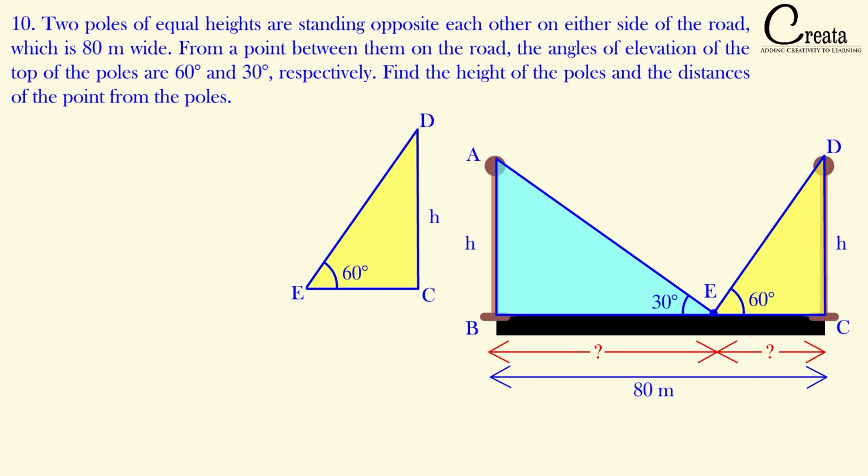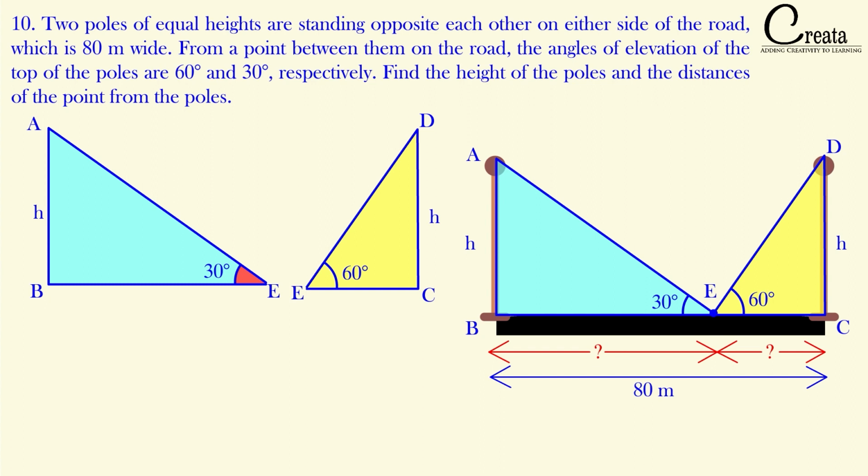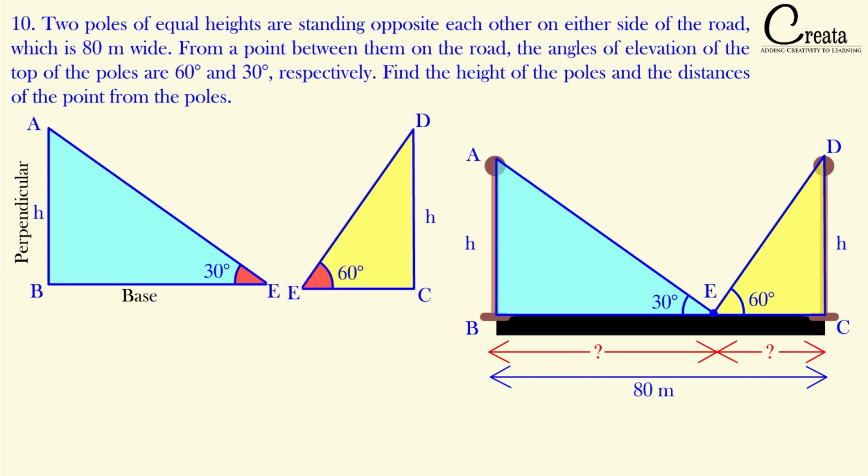In the triangle ABE, 30 degree is the trigonometric angle. So the side AB will be the perpendicular and the side BE will be the base. Similarly, in the triangle DCE, angle 60 degree is the trigonometric angle. So DC will be the perpendicular and EC will be the base for this triangle.